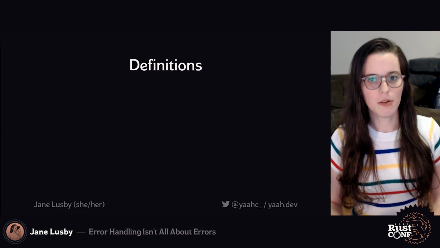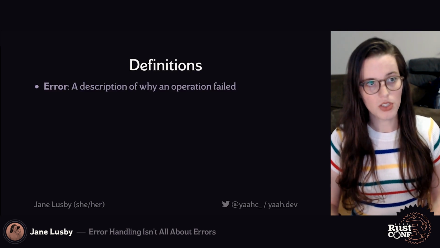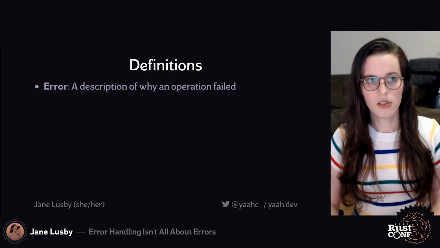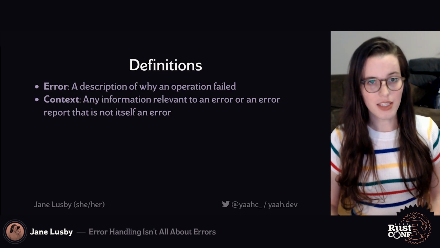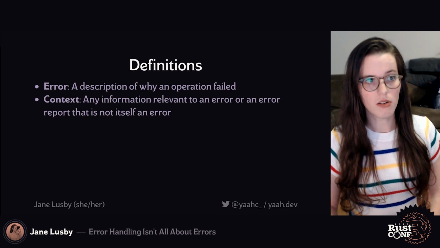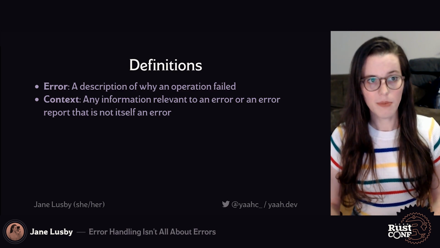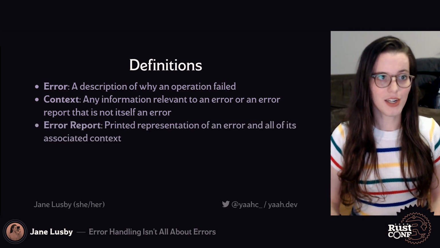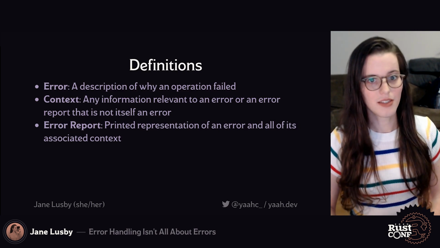In the context of error reporting, an error is a description of why an operation failed, whereas context is any information relevant to an error or an error report that is not itself an error. And an error report is the printed representation of an error in all of its associated contexts.